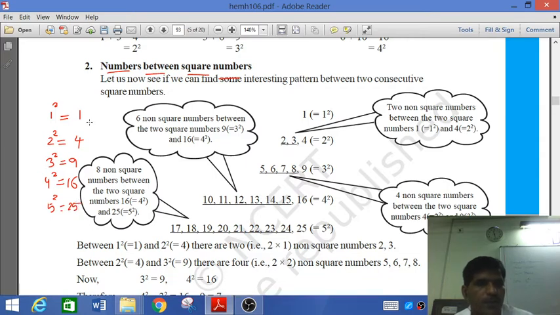So between these, how many numbers are there? If you see, between 1 and 4, how many numbers are there? 2 numbers are there. Between 1 and 2, 2 numbers are there.